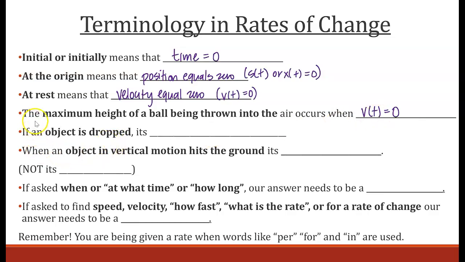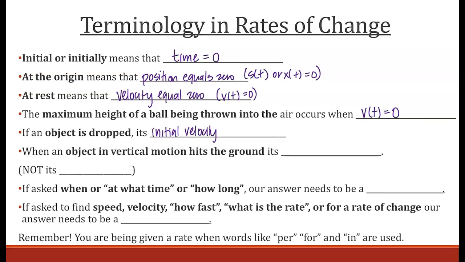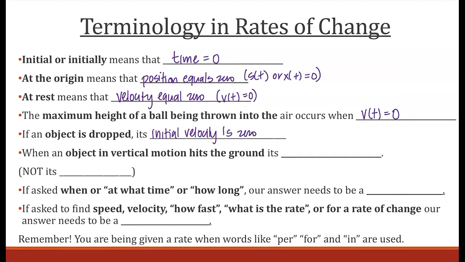If we see the phrase, if an object is dropped, so if we drop an object, what does that tell us? It tells us that its initial velocity, so at the start, the object is dropped, so its initial velocity is 0.